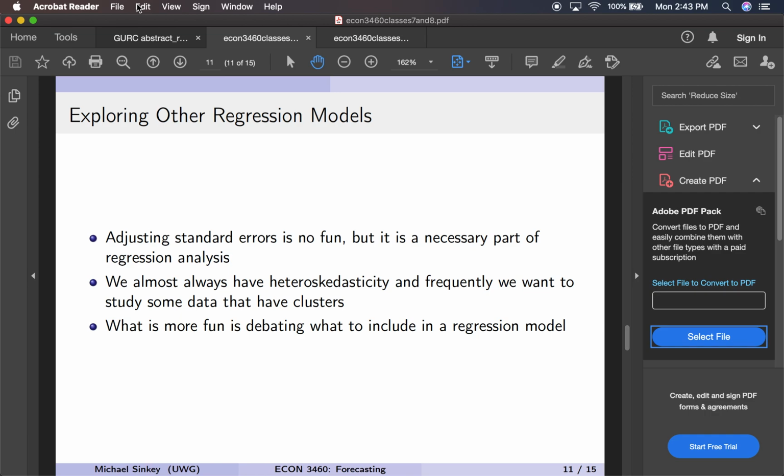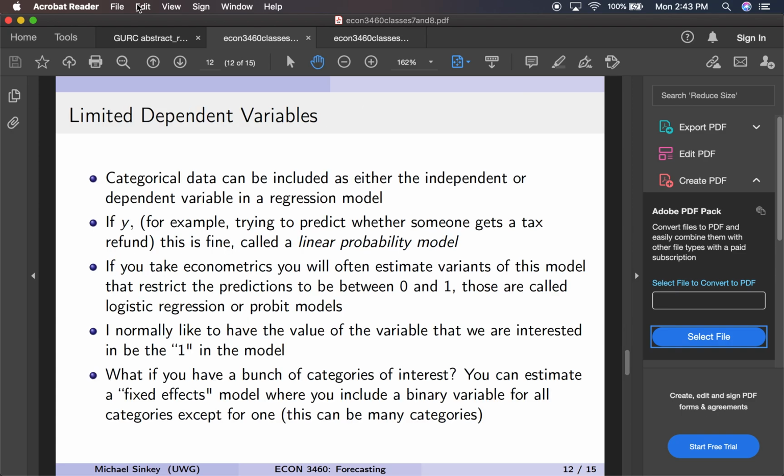Now, what's more fun to do is debate what to include in a regression model. So fixing the standard errors is kind of a necessary evil, but now we get to explore some things that might affect Y, which is presumably what we care about. And the first thing I want to point out is what's called a limited dependent variable. So categorical data, whether or not you belong to a class, for example, or your race, or your religious beliefs, or your gender, these things can be included in a regression model.